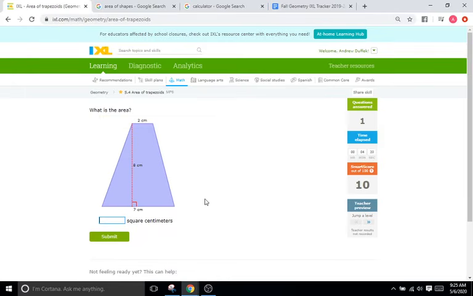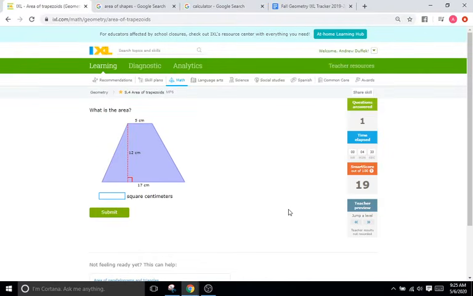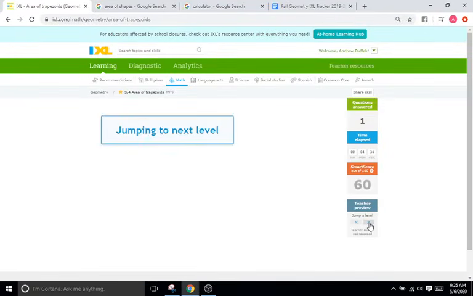Okay, I'm going to skip this one. Same deal. You're just going to add 2 and 7 together, multiply it by 8, and then divide the entire thing by 2. Okay, same thing. I'm going to skip another level.